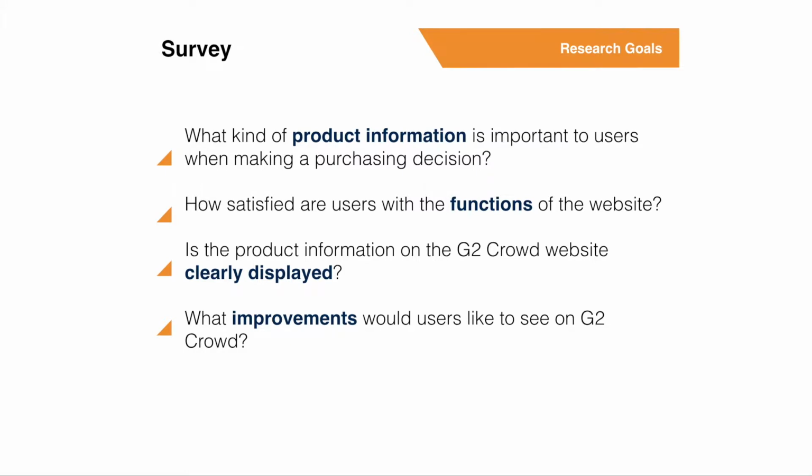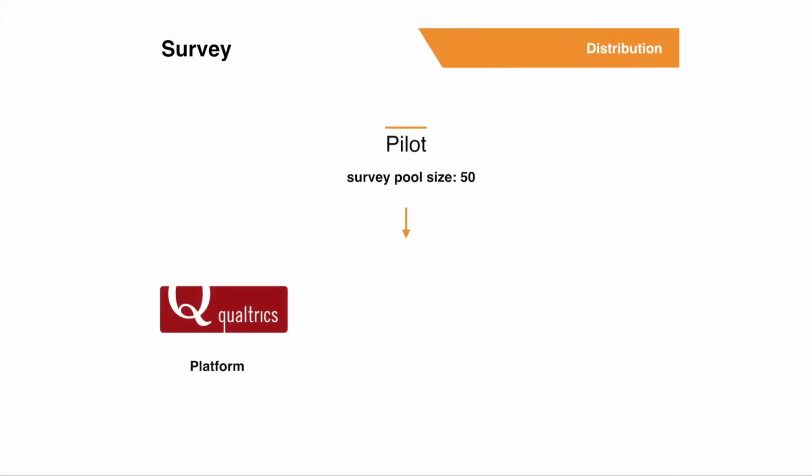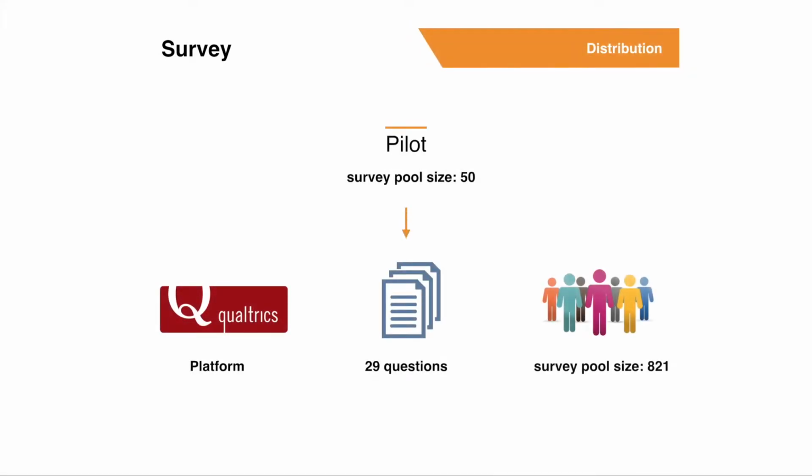To learn about the behavior and experience of G2 Crowd's users from a larger number of users, we conducted a survey. We started by identifying 4 overarching research questions for the survey, and then created the survey questions using Qualtrics software. We first piloted our survey among 50 users, and then distributed the finalized survey to a pool of 821 users from all over the world.